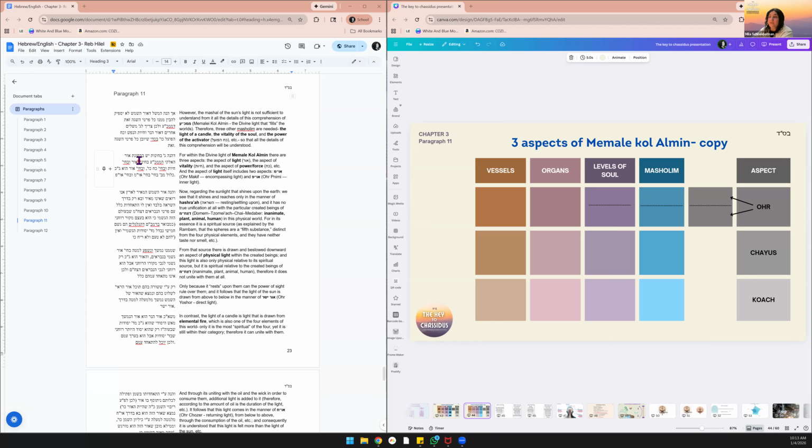V'hine gimel b'chinas yesh b'chinas or. In the light of Mamalikul Almin, or Elokid Mamalikul Almin, right? In the light of Mamalikul Almin, the godly light, which we refer to as Mamalikul Almin.